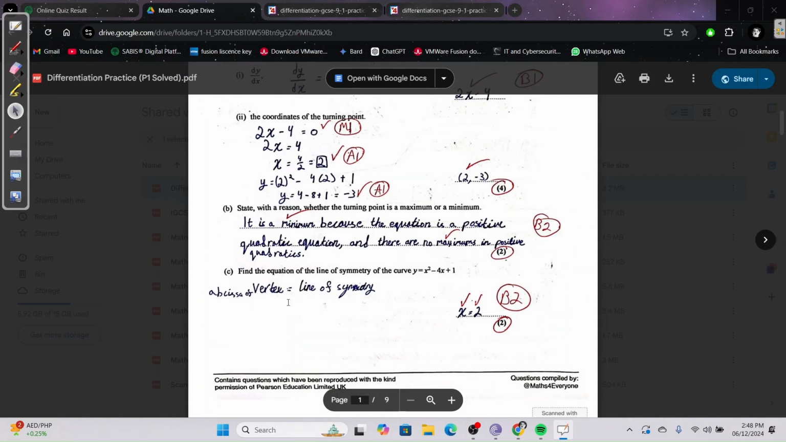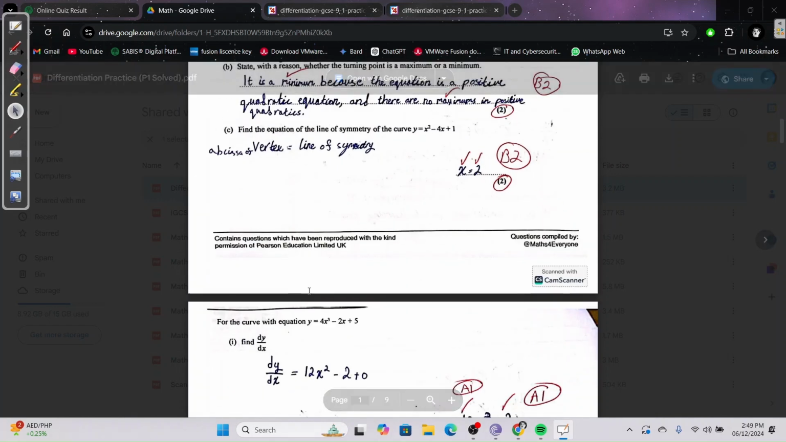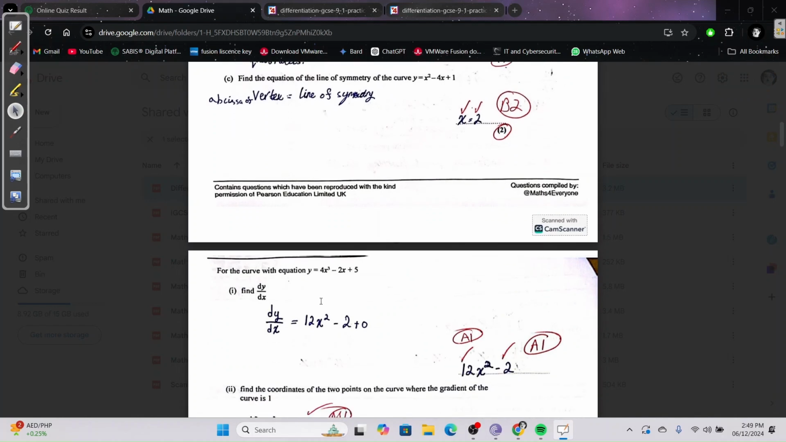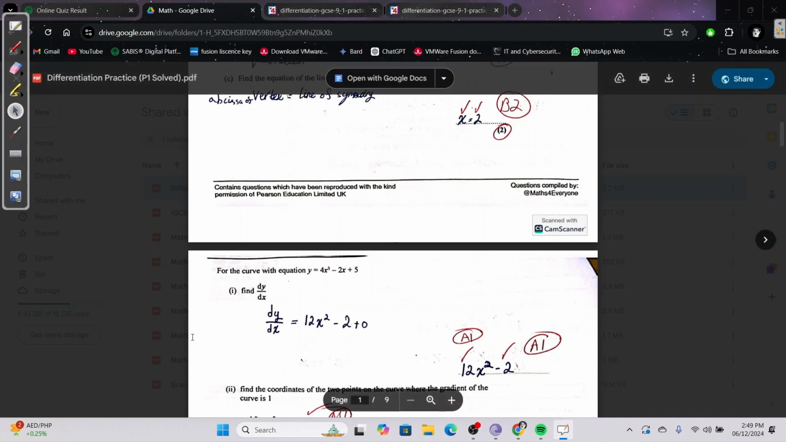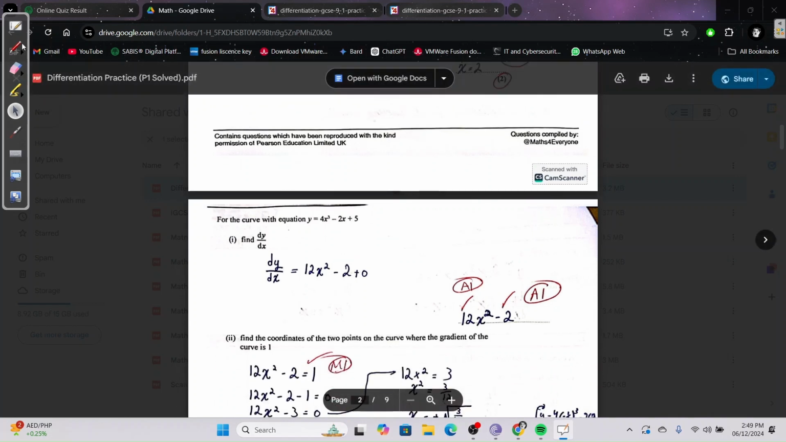So now moving on. For the curve of the equation y equals 4x squared minus 2x plus 5, find dy by dx. Okay, so simple. We do this properly. I'm sorry, I'm kind of doing something right now.